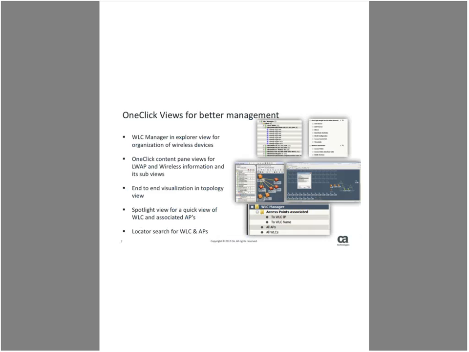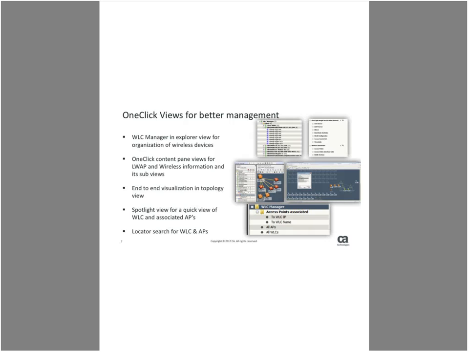So in terms of seeing how your controllers and access points are associated in your network, you can quickly go into spotlight view, click on the controller, and it will show you all the access points that have been associated and how they look in the network. Another great feature which most of you are using, or can use.